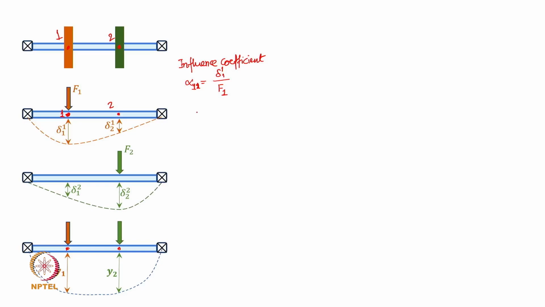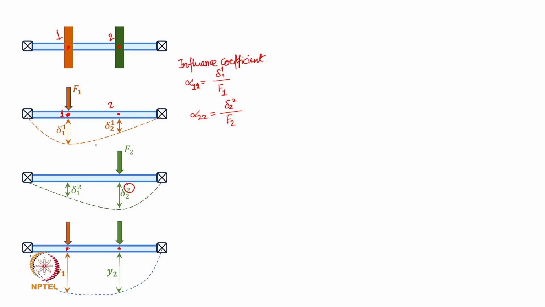And on similar lines, obviously I can define alpha 2 2 influence coefficient as delta 2 2. Please mind you that this is not a square, okay, it is simply referring to the location, per unit force applied at location 2, and most important is that all other forces are 0 except that force. Okay.